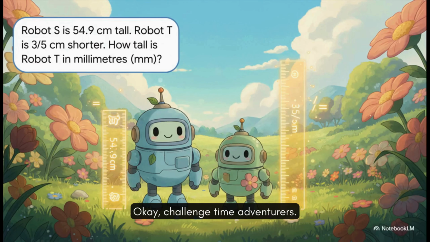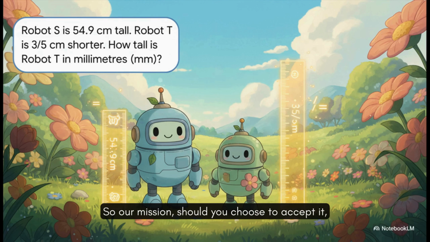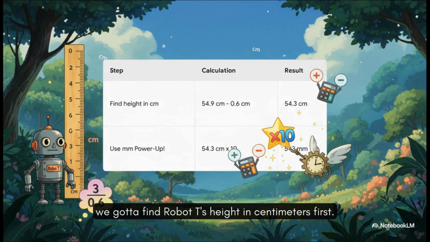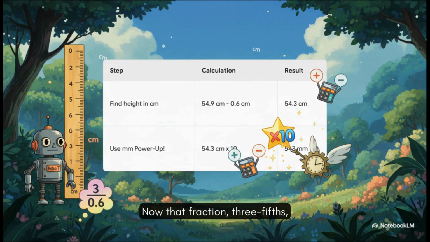Okay, challenge time, adventurers. Check this out. We've got 2 robots. Robot S is 54.9 centimeters tall. And Robot T, well, he's just a little shorter, by 3/5 of a centimeter. So our mission, should you choose to accept it, is to figure out Robot T's height in millimeters. Let's break this down together. Step 1, we gotta find Robot T's height in centimeters first. Now that fraction, 3/5, is just another way of saying 0.6. So we take 54.9 and subtract 0.6, which gives us 54.3 centimeters.